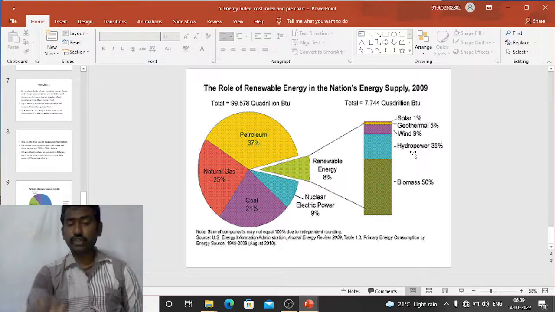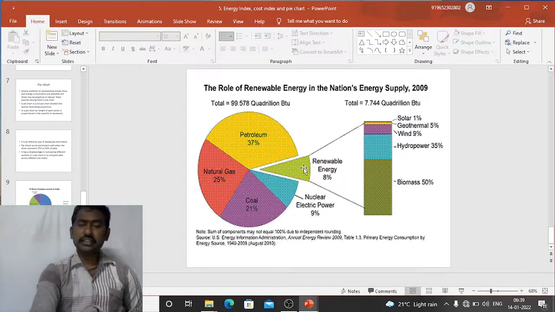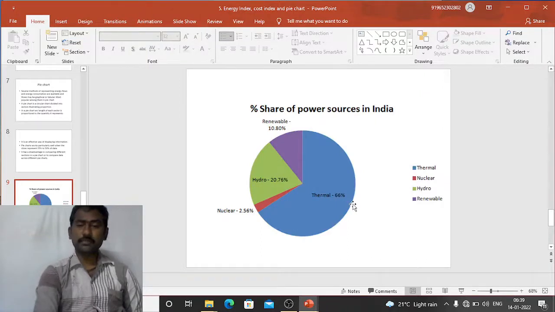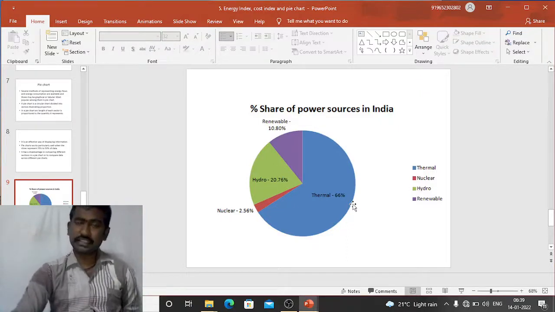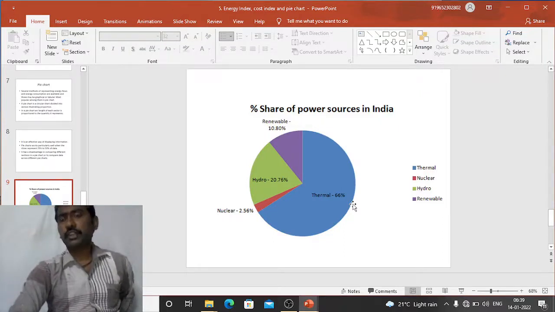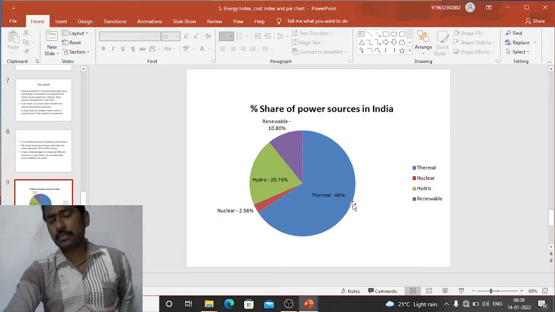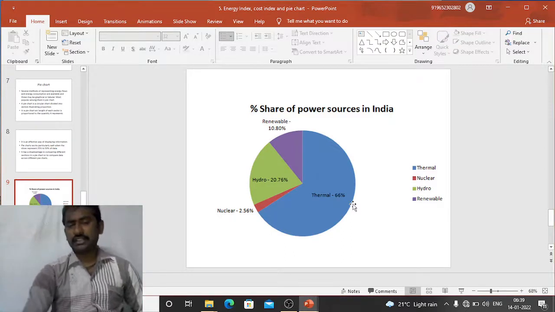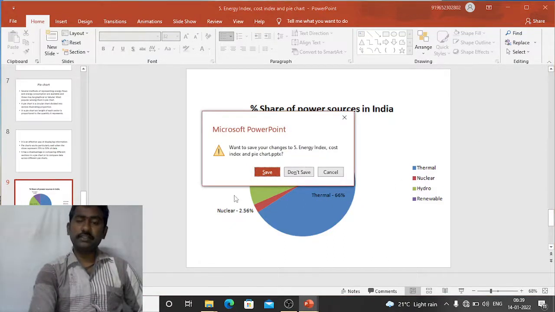So if you represent all these in this slide, this pie chart will become somewhat difficult. That's why the pie chart is more allowable, but it will be complicated when we go for further classifications, that means inside classifications, then it becomes more complicated. So this is about the pie charts. In this video, our discussion is cost index, energy index, pie charts, and load profiles.